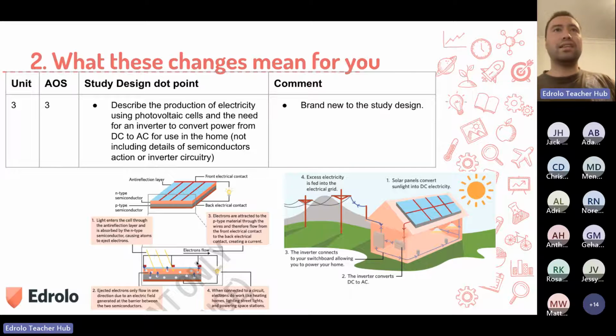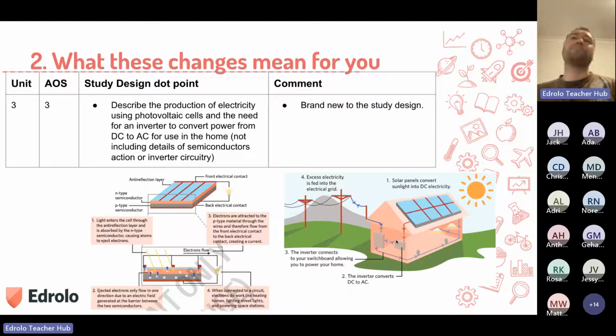The second half of that dot point, which is an inverter, the only real thing you need to know about an inverter is that it converts DC to AC. And our electricity grid, current electricity generally runs on AC, so they're needed to integrate it. The big question is, how might they assess this?